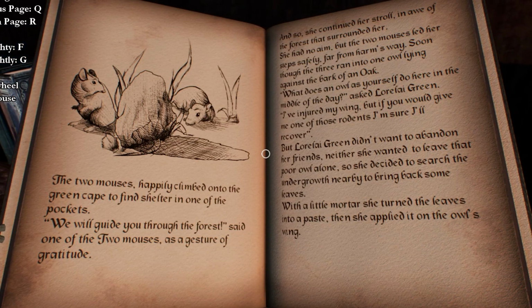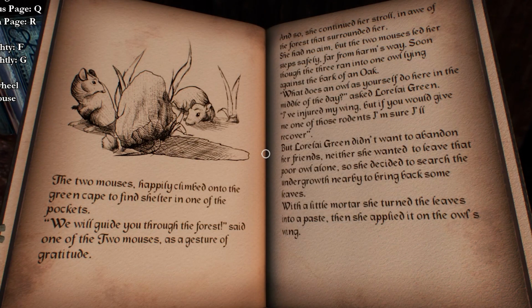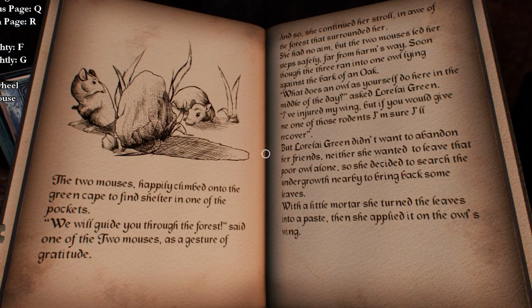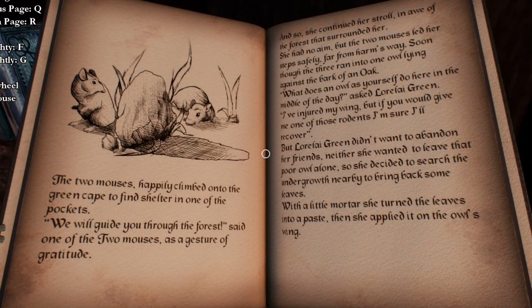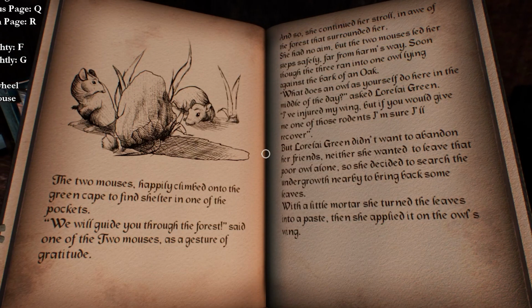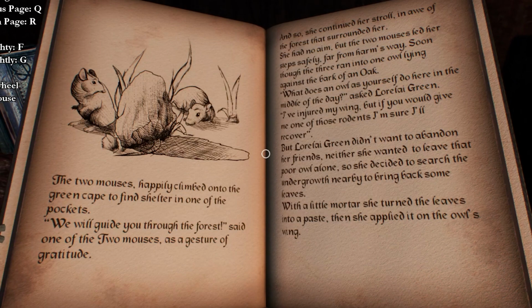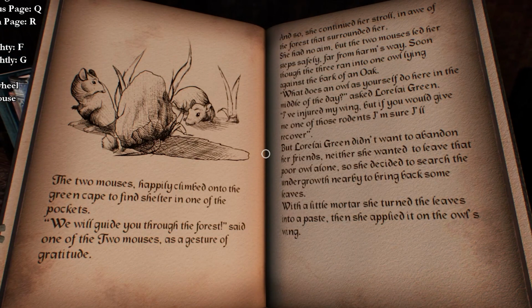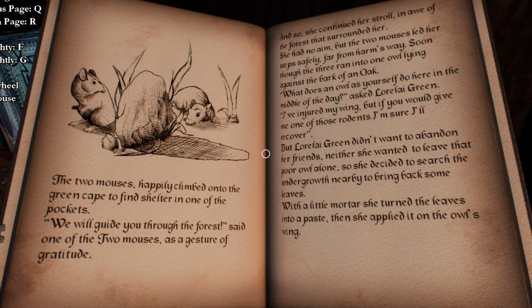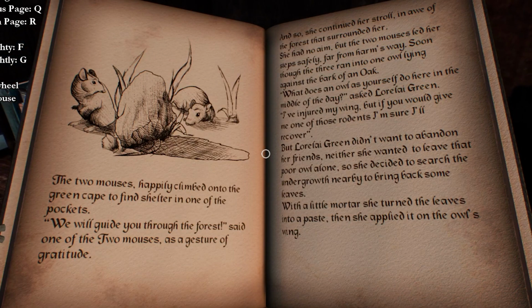"We will guide you through the forest," said one of the two mouses, as a gesture of gratitude. And so she continued her stroll in all of the forest that surrounded her. She had no aim, but the two mouses led her steps safely, far from harm's way. Soon, though, the three ran into an owl lying against the bark of an oak.